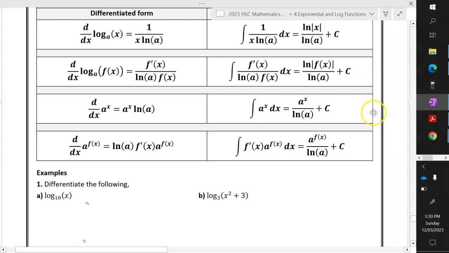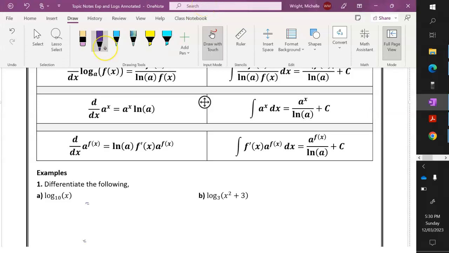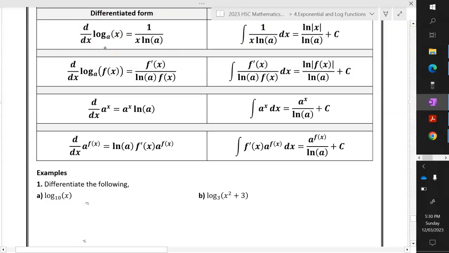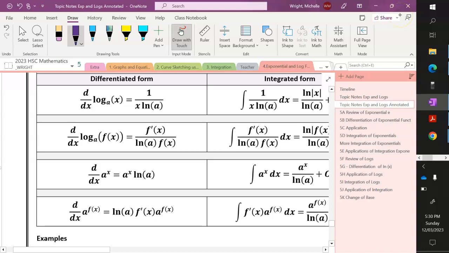So we're basically looking at questions like this first one down below here, log base 10 of x, where we're not working in base e. So we're working in other bases. Over here we're working in a base 3. So I'll just quickly jump over to the HSC formula sheet and show you where the things are that we're going to have a look at today.